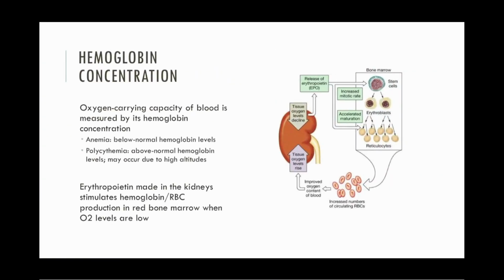So hemoglobin concentration. Anemia means you have less than normal hemoglobin. Polycythemia, higher amounts of hemoglobin because of extra red blood cells. Erythropoietin is the hormone made by the kidneys, which comes out when they sense low oxygen in the blood. The kidneys will kick out some erythropoietin, which will start making more and more red blood cells.